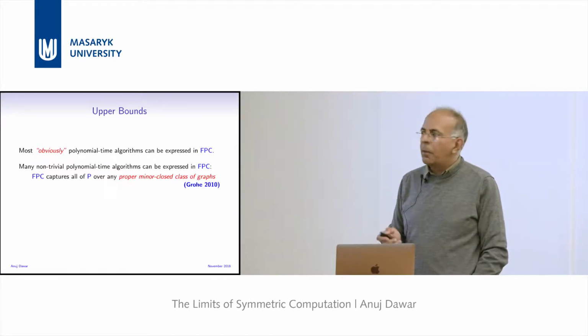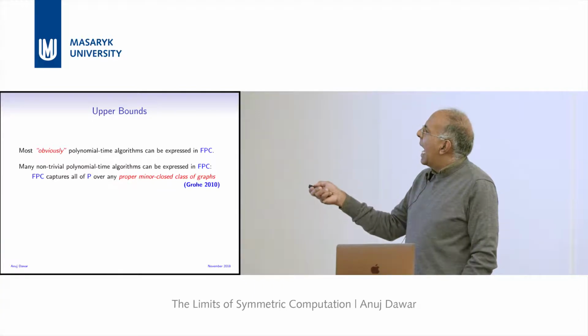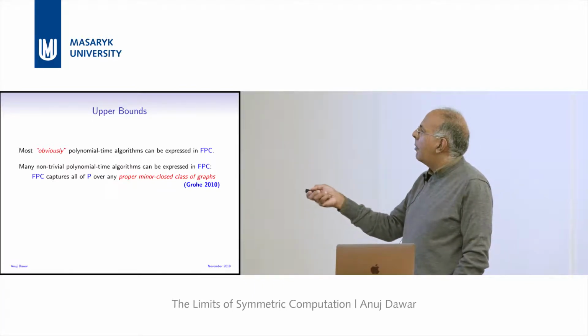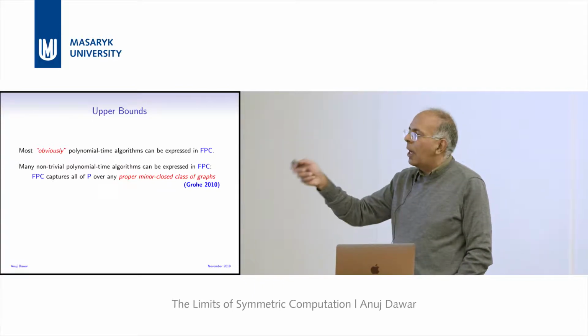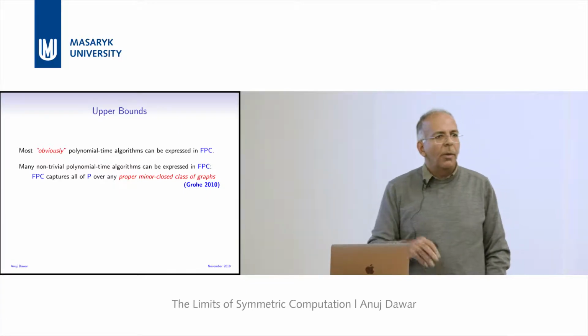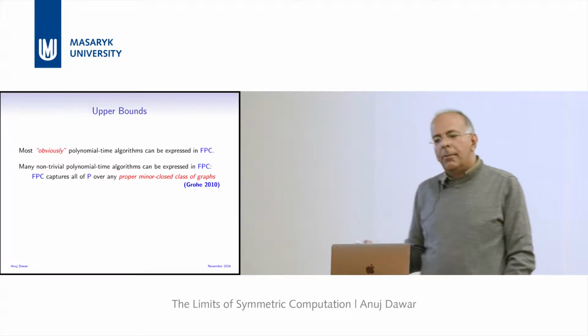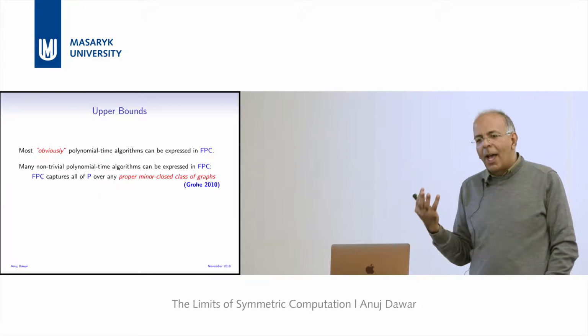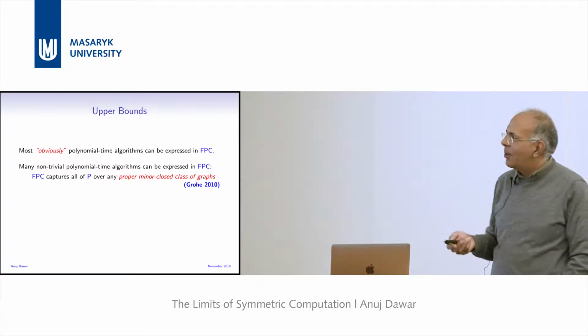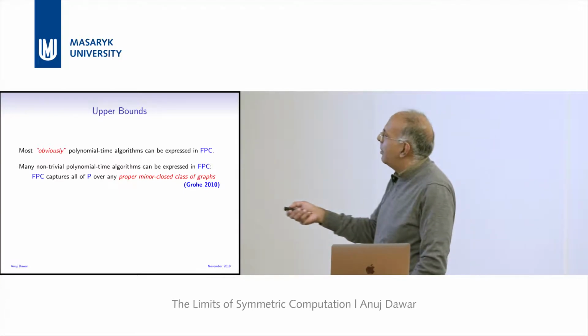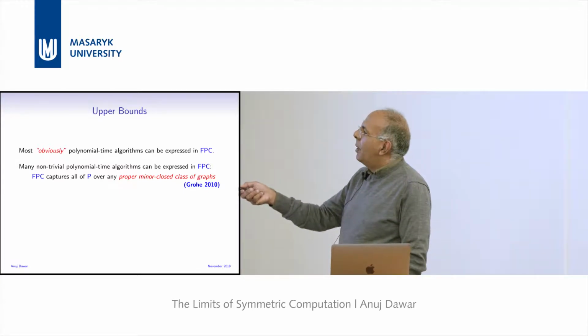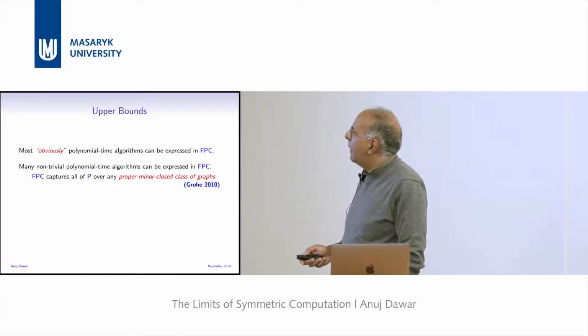There's a monumental result by Martin Grohe, which says that any polynomial time property over any proper minor-closed class of graphs is in FPC. So this is what I would call highly non-trivial polynomial time algorithms, the whole kind of machinery of Robertson and Seymour graph structure theory reproduced inside FPC.